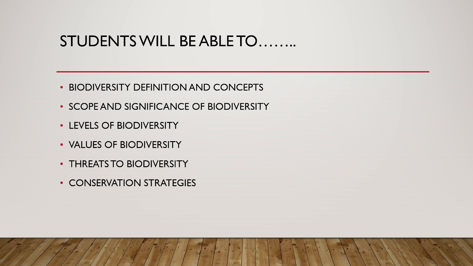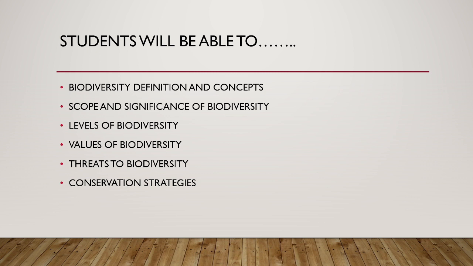Students, at the end of this chapter, you all must be able to understand what is biodiversity, its definition, and different concepts. You all should understand the scope and significance of biodiversity. Why is it so important? After that, you all should understand the different levels of biodiversity, the genetic diversity, species diversity, and the ecosystem diversity.